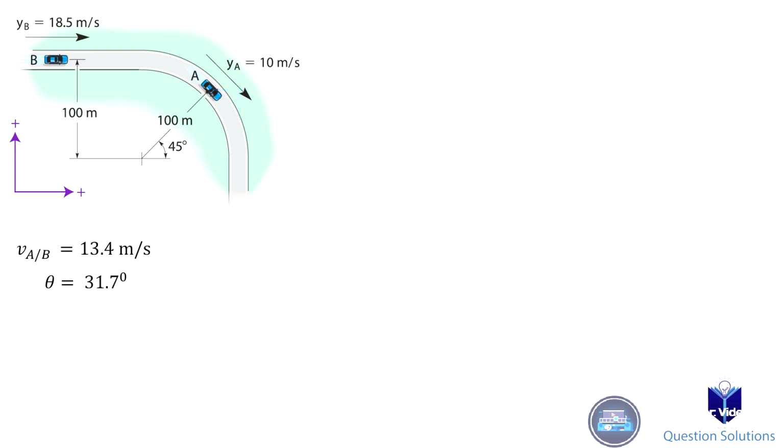Since car A is going along a curve, we will have a normal acceleration along with a tangential acceleration. The tangential acceleration is given to us in the question, which is 5 meters per second squared. The normal acceleration can be found by using this equation. Let's plug in everything we know from the question and the diagram.